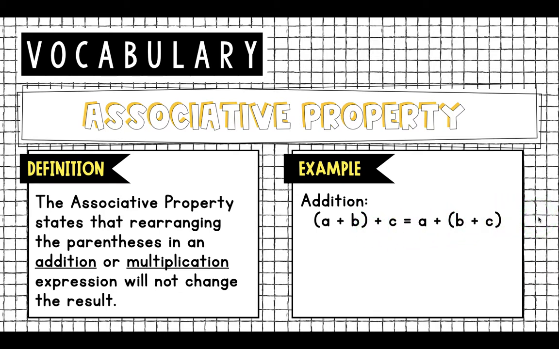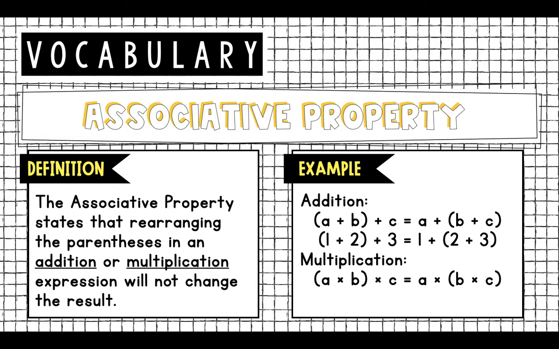So let's put in some values so we can see how this works. On the left side of the equation, I would start by doing 1 plus 2 because that's in the parentheses. I know 1 plus 2 is 3. Plus 3 again would equal 6. Now on this side of the equation, I'm going to start by adding 2 plus 3 because that's in the parentheses. 2 plus 3 equals 5, plus 1 equals 6 again. So even though I grouped the numbers differently and I added them in a different order, I still got the same value. This also works for multiplication.